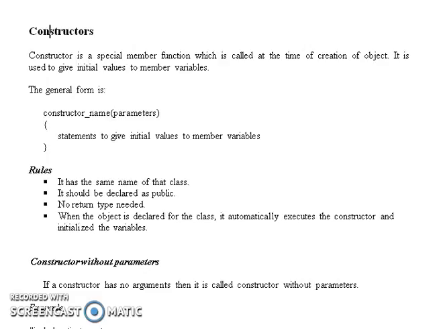So every member function has a name, but this constructor, as I told, is a special member function. This constructor will have a name which is similar to the class name. Constructor should be declared under the public access specifier. There should not be any return type for the constructors whenever you declare.